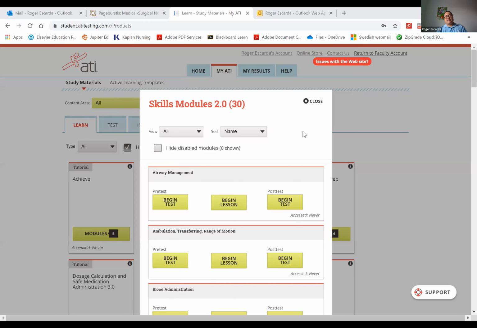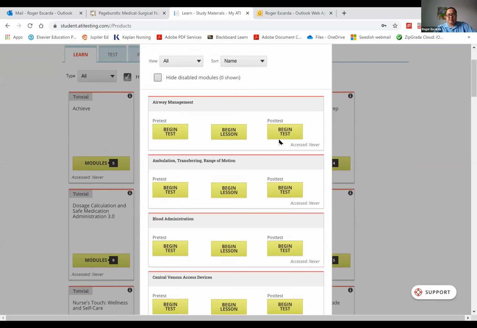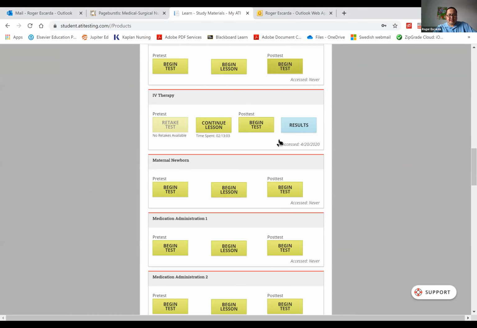Can you see my screen, the ATI? Yes. All right. So I encourage you to do this on your own also. I'll run through the module, go through IV therapy. I can't show you the pre-test anymore because I'm in as a student. So I'm seeing what you would see.